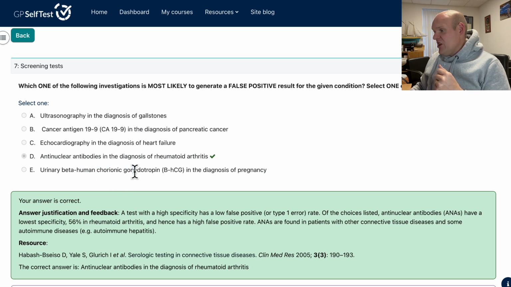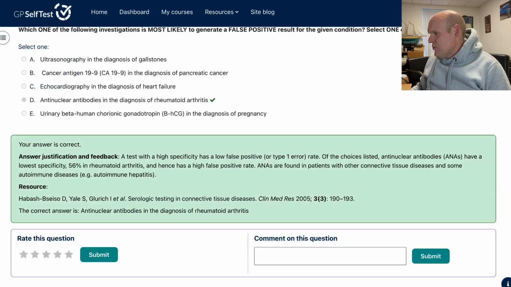Urinary beta-HCG, done gynae, and actually I know that it's a fairly low threshold that beta-HCG is, so actually that's really useful, which leaves your ANA in rheumatoid arthritis or the cancer antigen 19-9. Now, again, this is a bit of clinical guesswork, I would argue, because I've seen loads of patients who have got positive ANA and they don't do anything with it. So you're like, oh, thanks for that. So that's hence why I chose that.